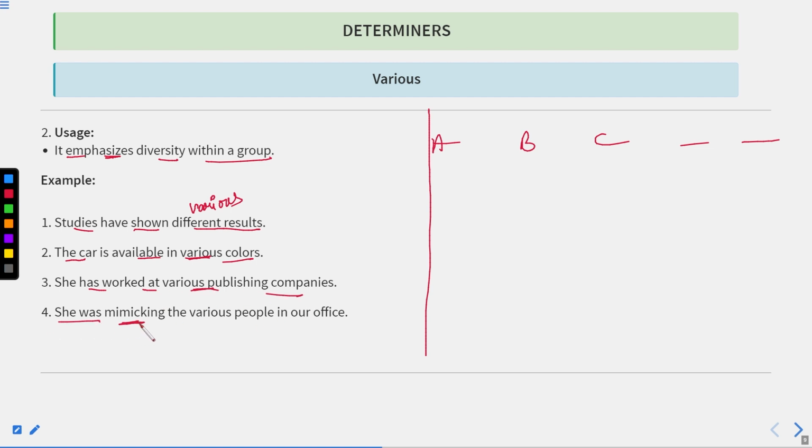She was mimicking, okay, the various people in our office. Mimicking means copying. Okay, when we try to do or try to speak in the manner as others do. Okay, so she was mimicking the various people in our office. It means different people in our office. So she was copying all of them, or she was making mimicry of all of them.